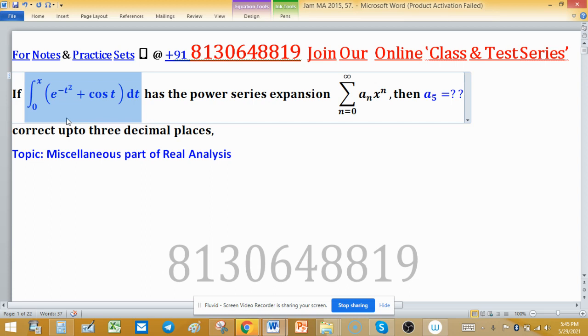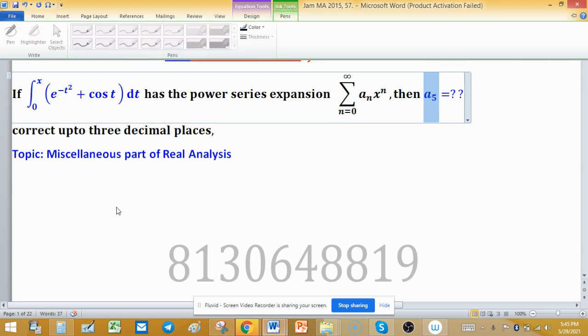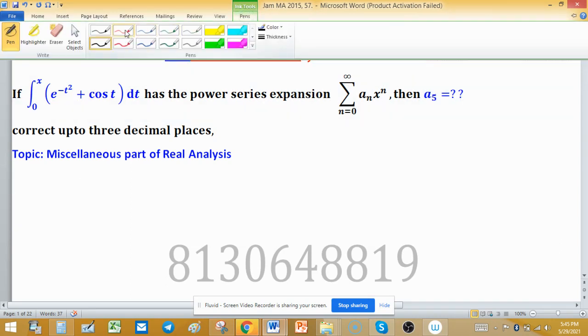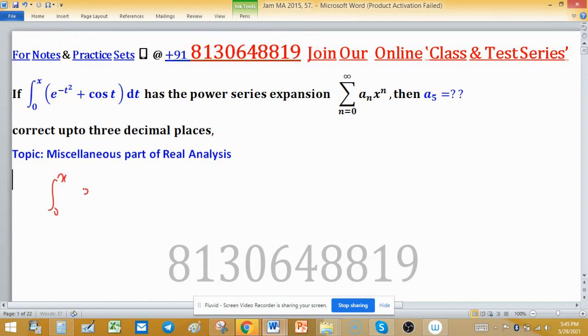If we are able to write this integral term-wise as a power expression in integral powers of x, then we are very close to the power series expansion and we can easily find a5. Otherwise, you can write this integral, from 0 to x of e raised to the power minus t square plus cos t dt, as a power series expansion.